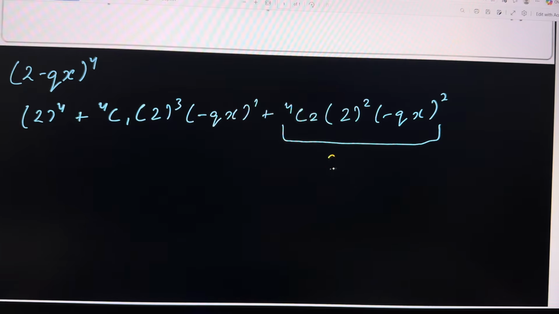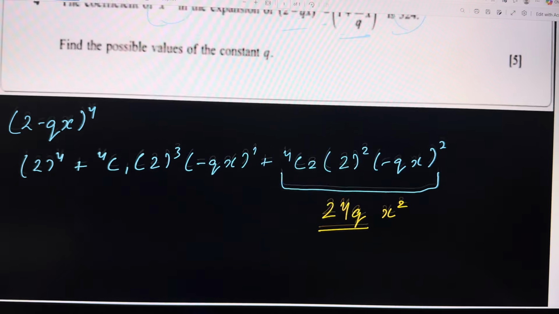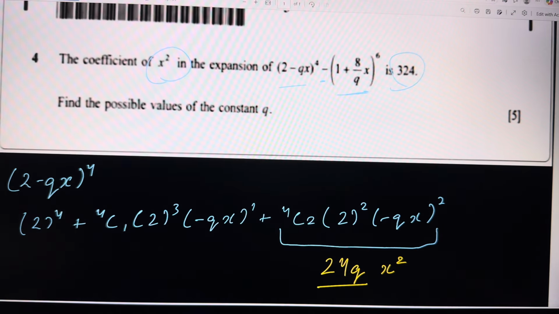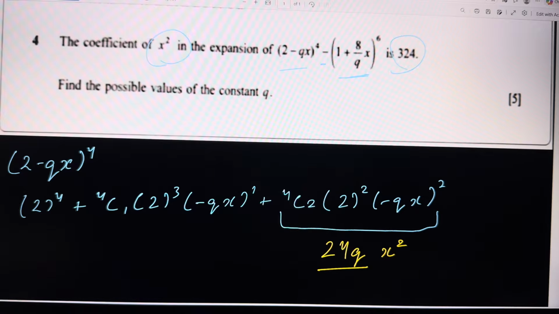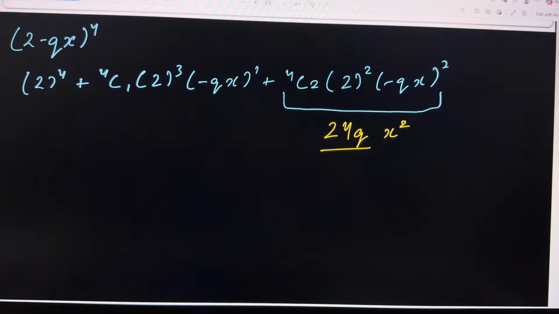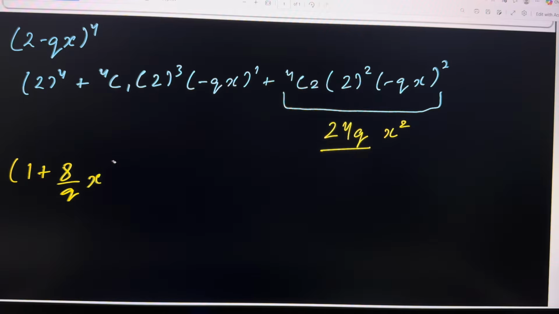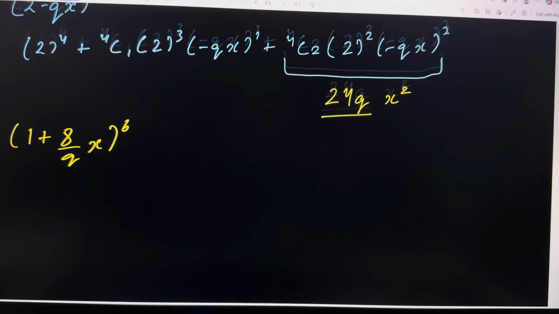We get 24q x squared. This is our coefficient of x squared. The next term is going to be (1 + 8/(qx))^6. Find the x squared term.